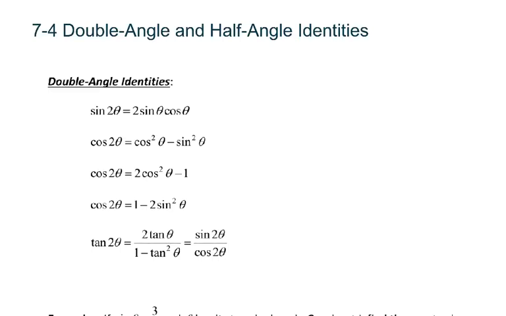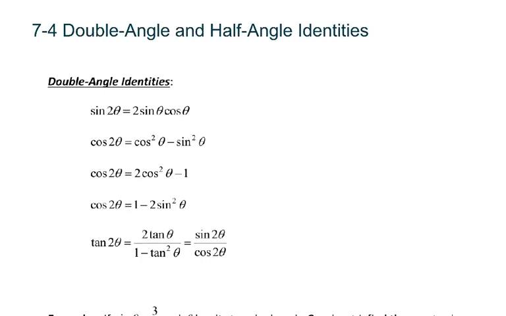Section 7.4 is called the double angle and half angle identities. However, we're actually only going to focus on the double angle identities. We will not be talking about the half angle identities. Double angle identities have to do with what happens when you double an angle.